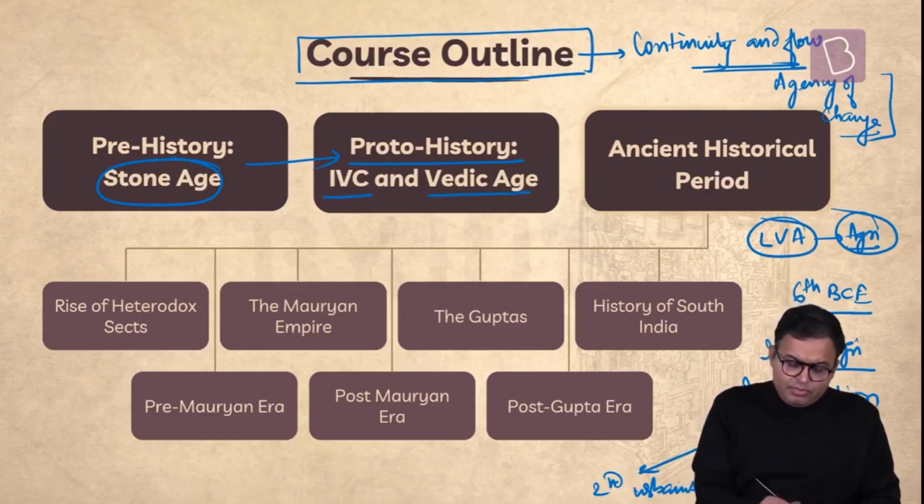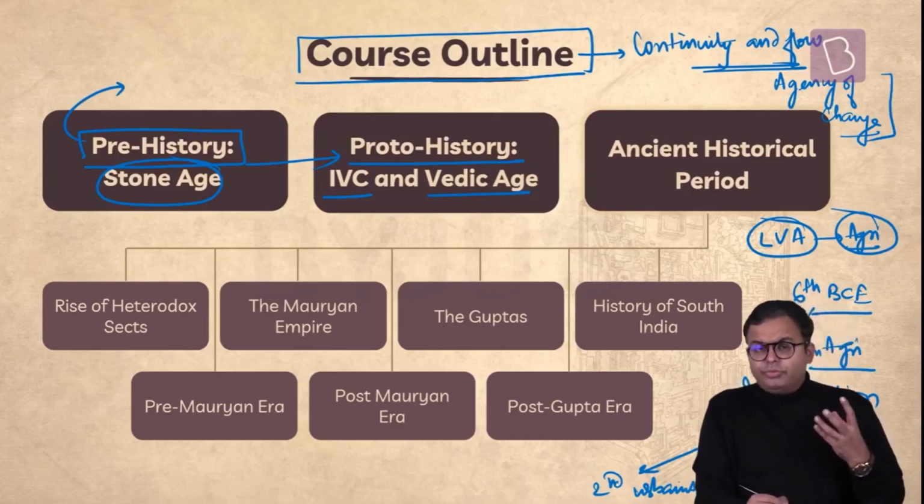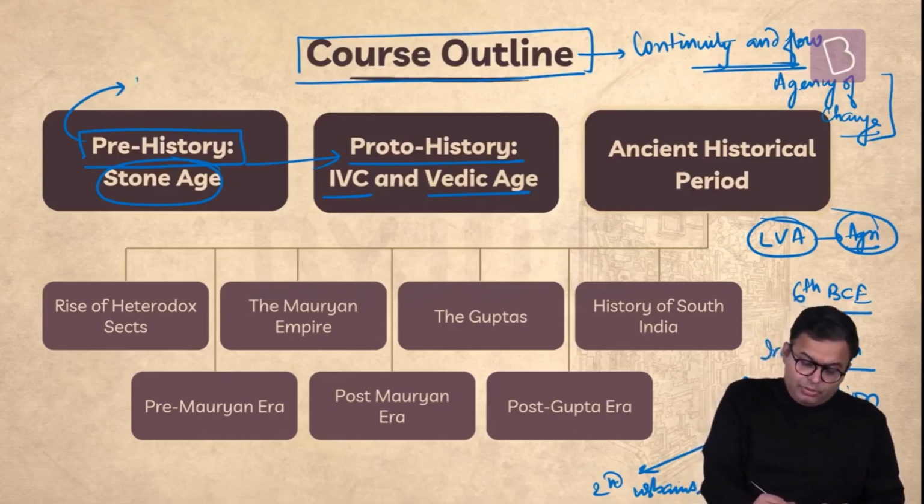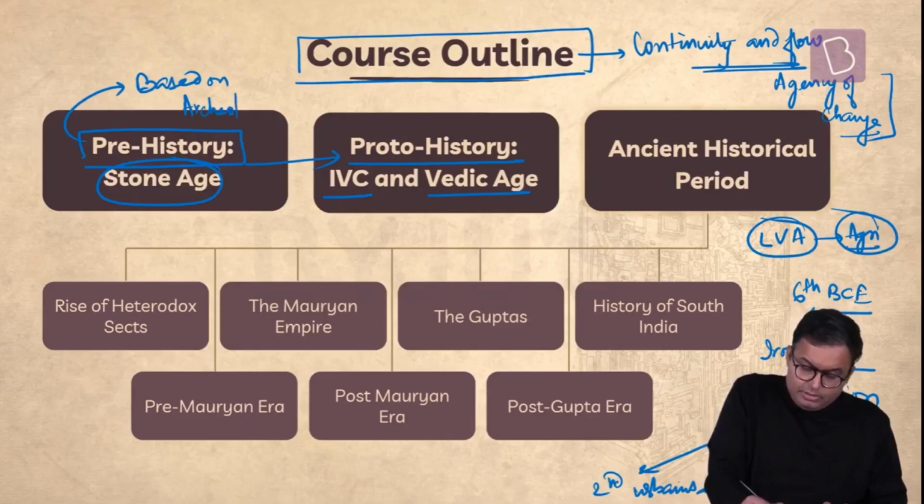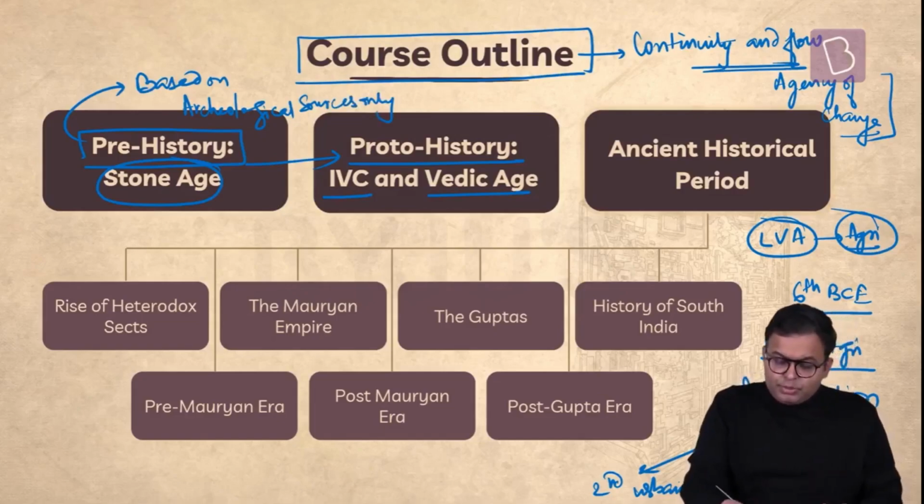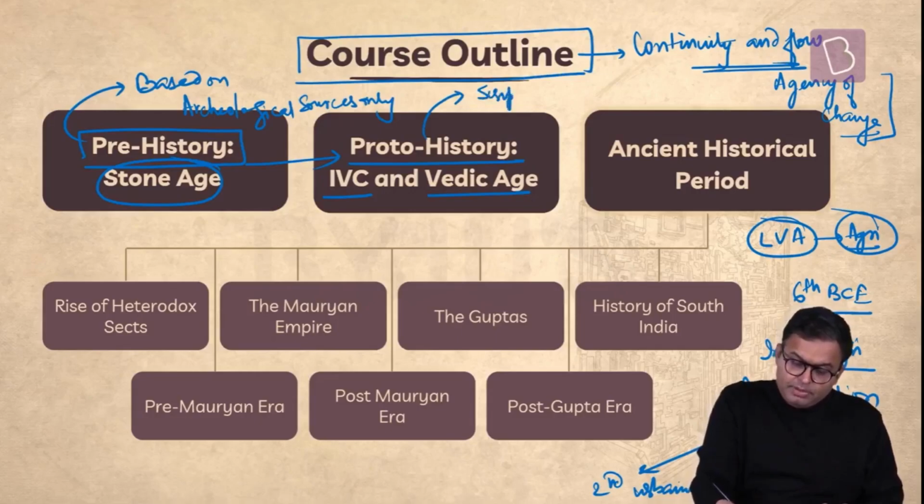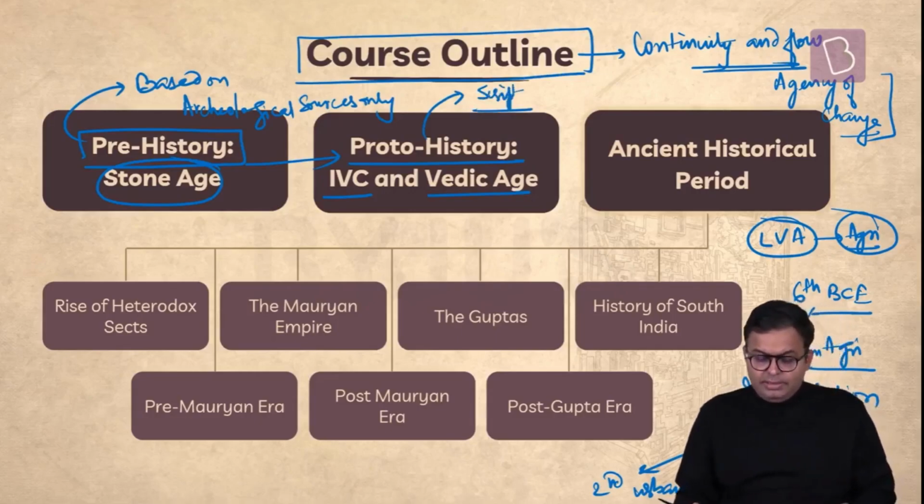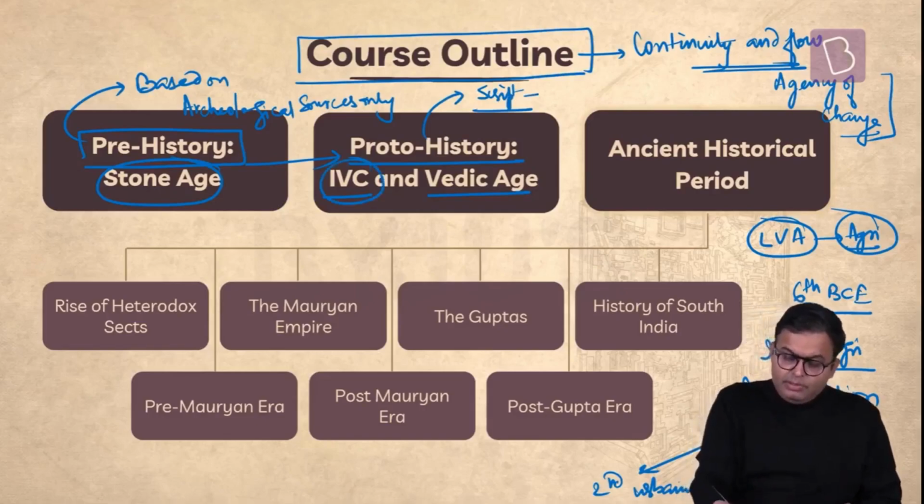We have to understand what is the prehistory. Prehistory is that period of time when the knowledge of the ancient past was based, when the study was based on archaeological evidences only, or archaeological sources only. Whereas in proto-history, we have a script. For example, the script was there in Indus Valley civilization, but the script was not decipherable.